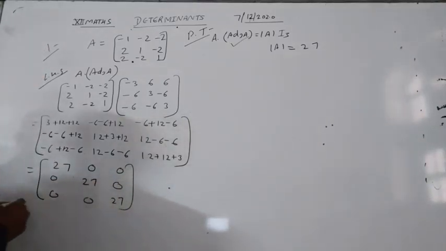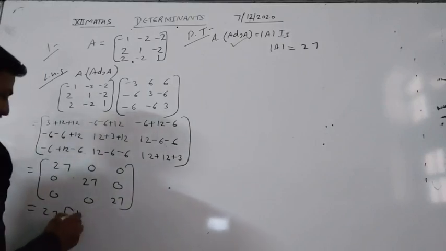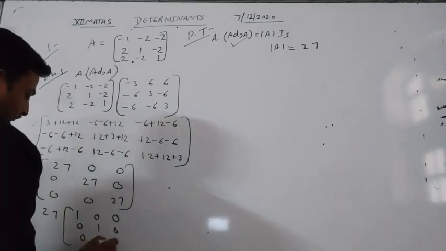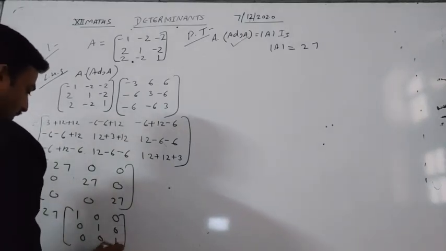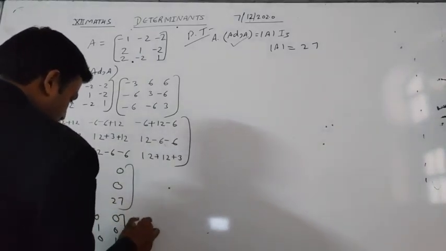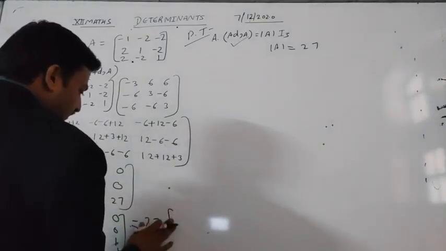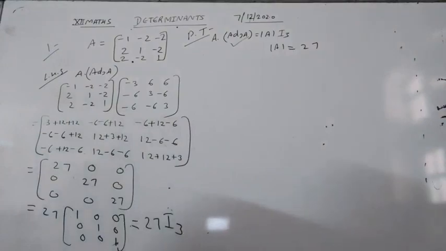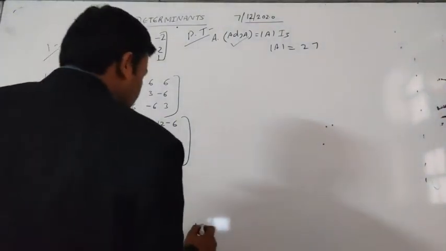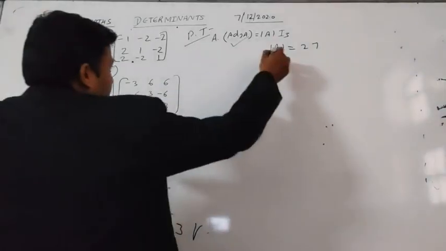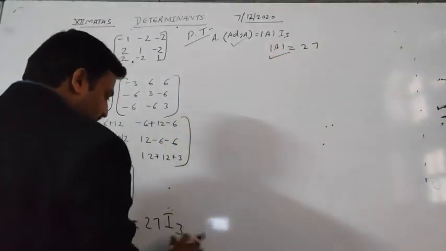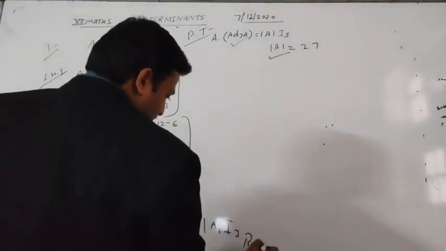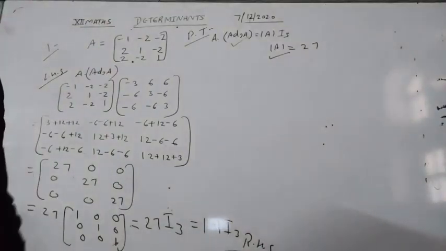So student, we are taking 27 outside from here, and our inside bracket is what? 0, 1, 0, 0, 0, 1. Okay, so from here what we are getting? Our 27, and this is what? Identity matrix of order 3. Okay, so this is our right hand side, and our determinant of A is 27. So at the place of 27 we can write determinant of A, and this is our right hand side, which we have to find out.